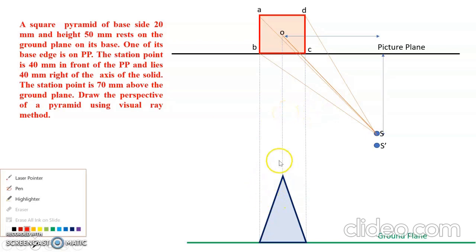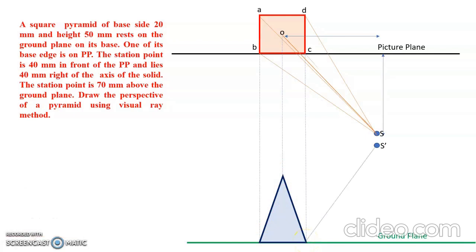They have also mentioned the height of the pyramid. So at this point, that is 50 mm above, we will get the apex O, and ABCD. So this is AB and CD we will get at the ground plane. And then connect AB, CD and O to the S dash. I have connected all the visible corners to the S dash. The top view is connected to S and the front view is connected to S dash.